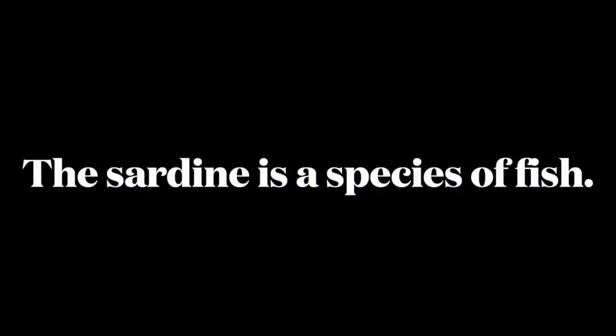A sardine is a species of fish. What we buy as sardines are actually several different kinds of small fish, herring and pilchards being the most common. The oil and spices in which the fish are packed are what gives them their trademark flavor, not the fish itself.